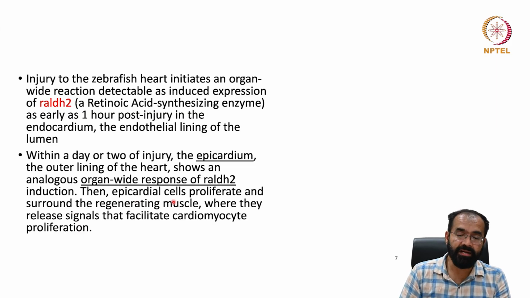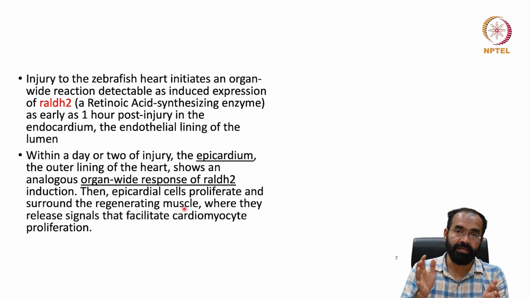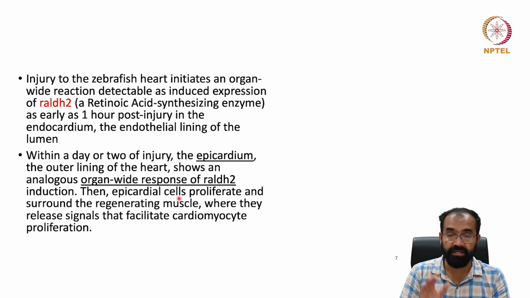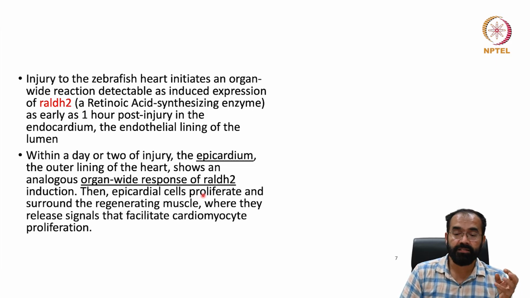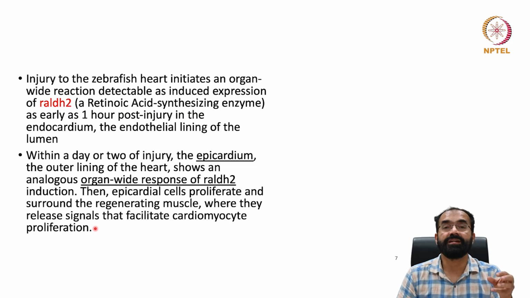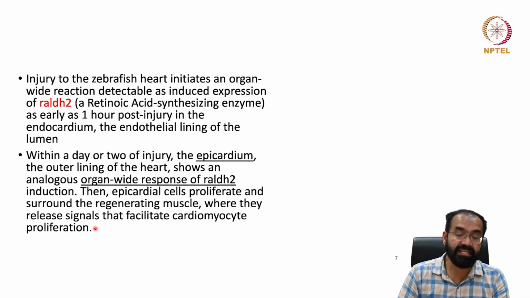Induction. Then the epicardial cells proliferate and surround the regenerating muscle. Epicardium is the outermost layer. Okay. Epicardium and myocardium and the endocardium, 3 layers are there. The next picture will have better images of that, where they release signals that facilitate cardiomyocyte proliferation. So we can see the epicardium is the one which is allowing the RALDH expression, and the epicardial cells get into a proliferative phase and surround the regenerating muscle, where they release signals that can facilitate the cardiomyocyte proliferation.